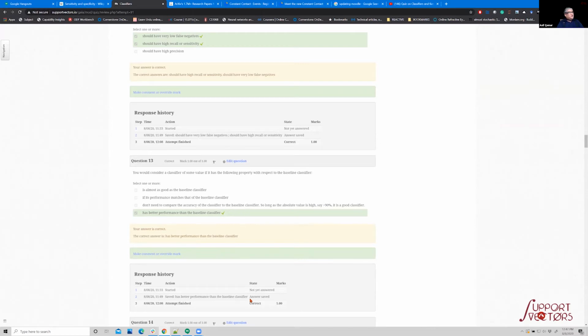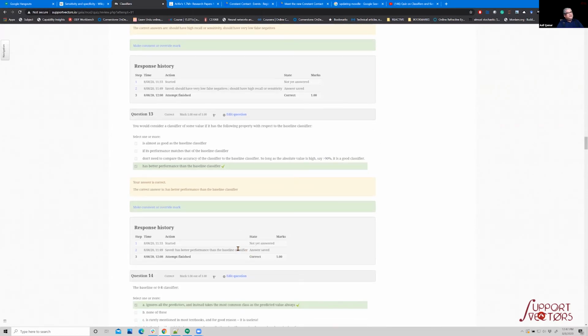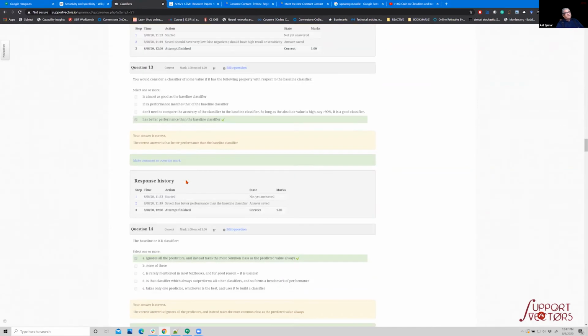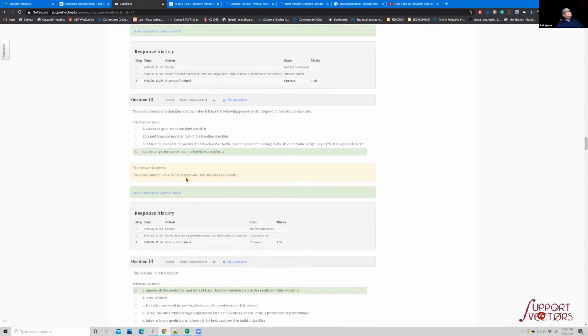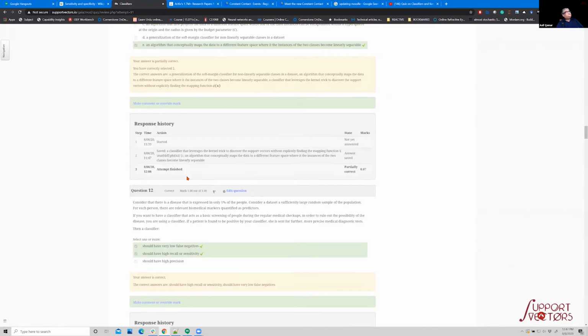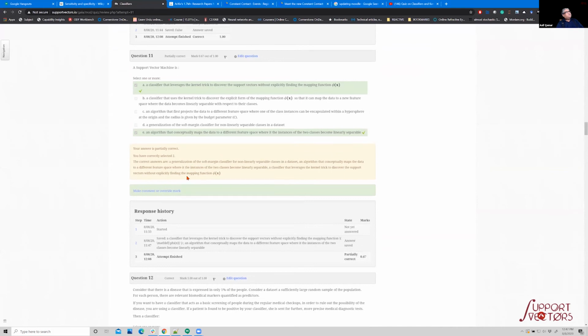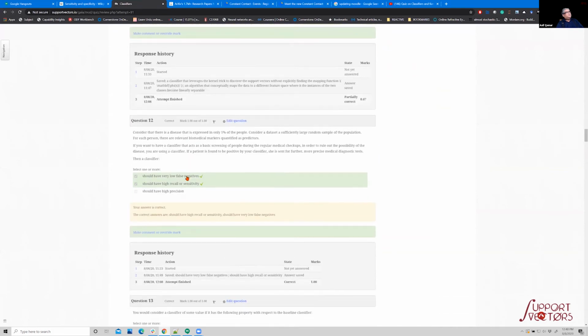So it was a bit of a trick question. I'm deliberately adding a little bit of a twist to these questions, preparing you, if you go through job interviews, you'll face these. You should consider a classifier of some value if it has the following properties with respect to the baseline. Obviously, it must beat the baseline. Right? Now, we missed one question, did we? No. Okay.